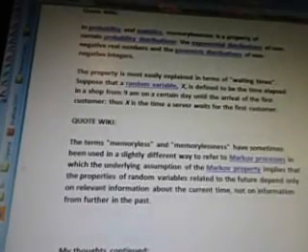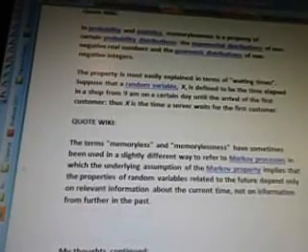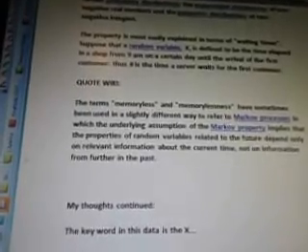Quote from Wiki: the terms memoryless and memorylessness have sometimes been used in a slightly different way to refer to Markov processes, in which the underlying assumption of the Markov property implies that the properties of random variables related to the future depend only on relevant information about the current time, not on information from further in the past.